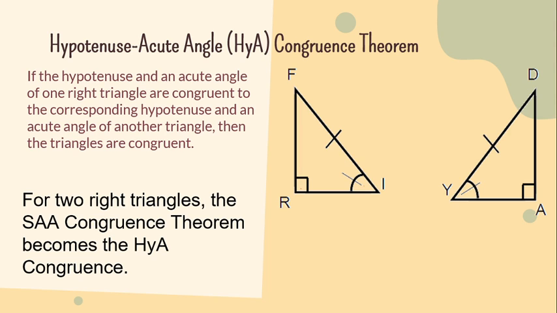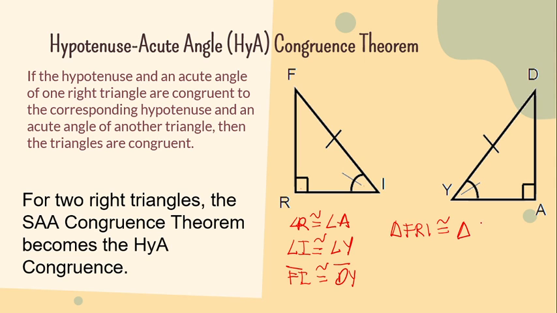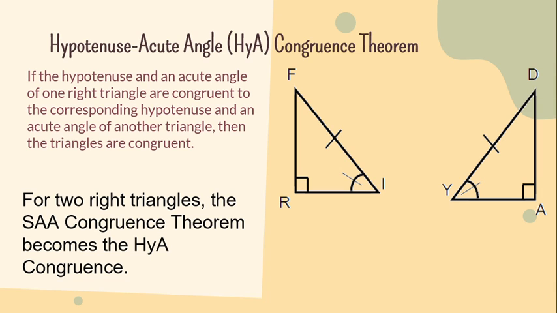So, let's list the congruent parts. So, una, we have angle R is congruent to angle A. And then, yung acute angle natin, angle I, is congruent to angle Y. And then, yung hypotenuse natin, FI is congruent to side DY. From there, we can conclude that triangle FRI is congruent to triangle DAY. And that is the hypotenuse acute angle congruence theorem.